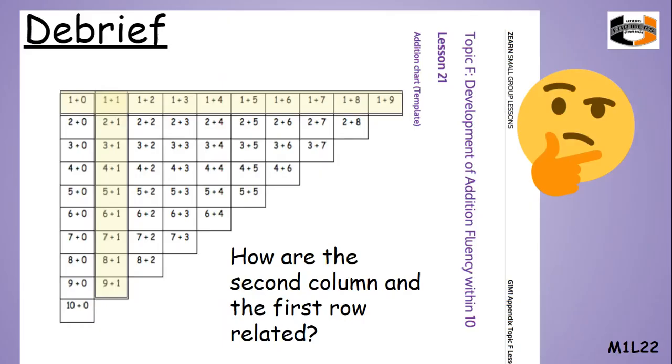Now it is time for our debrief. How are the second column and the first row related? And I tried to color them lightly. This is the second column, and this is the first row. So how are the second column and the first row related? Do you see +1 and 1 plus? That column and that row are adding 1.